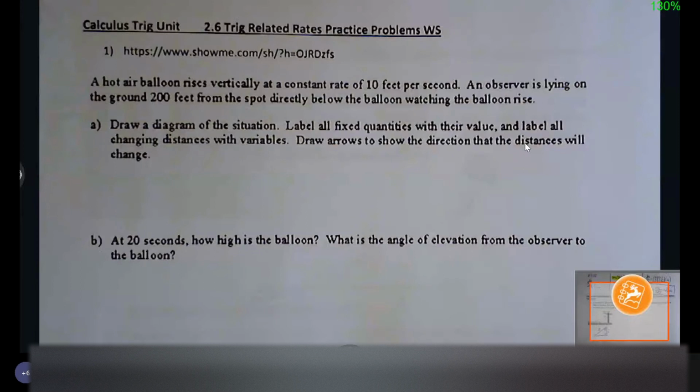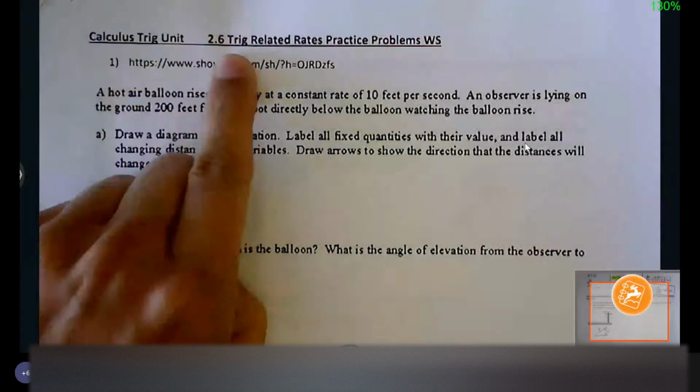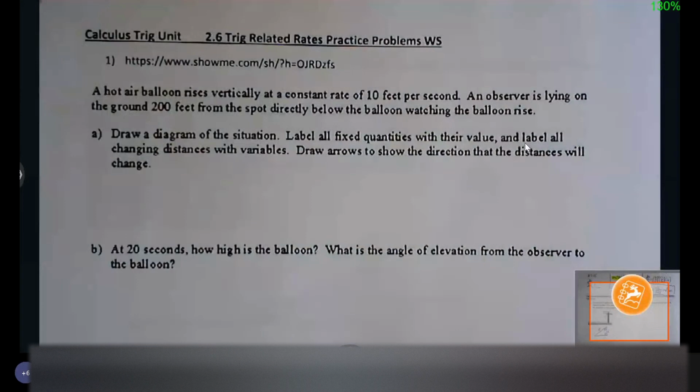All right, good morning, everyone. Today, we're just going to be practicing through these trig-related rates word problems that we started yesterday.